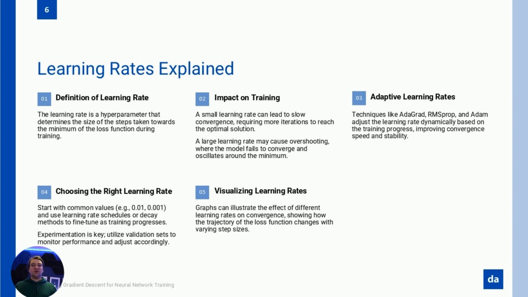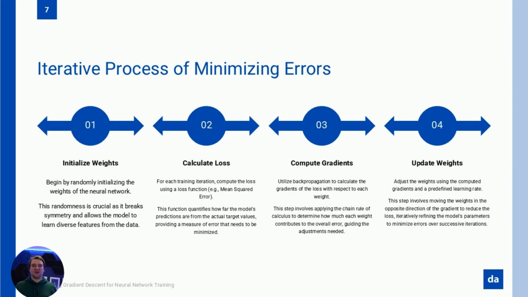Now that we know how critical learning rates are, let's move on to see how gradient descent actually works in practice. What's the step-by-step process for minimizing errors and improving performance? Let's explore that next. Now we've explored the building blocks, loss functions, learning rates, and adaptive techniques, but how does it all come together? This is where the magic of gradient descent truly unfolds. Let's walk through the step-by-step process of how gradient descent iteratively minimizes errors and fine-tunes your neural network to perfection.